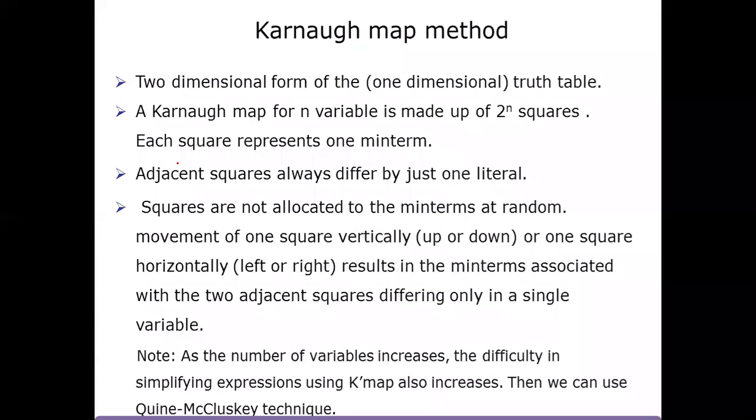So in the K-map method, we draw the map for n variables using 2 to the power n squares. Each square would represent one min term. You can draw for max terms as well, but let's concentrate on min terms first. I think you can remember what a min term is.